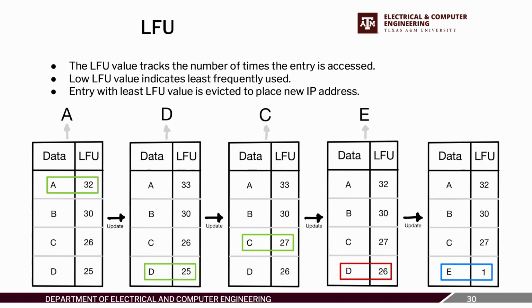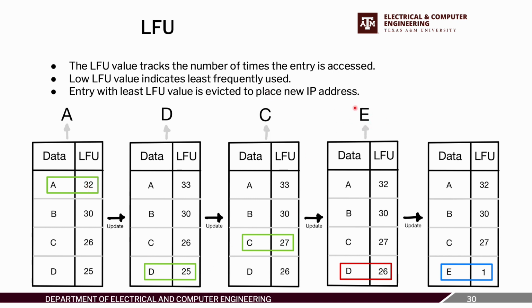LFU is a replacement policy in which the table entry which has been accessed the least number of times in the past is replaced with the newest entry in the table. Here this is done by having an LFU counter for every entry in the table. This data shows the table being filled at some point in the execution where every data packet has been accessed a set number of times. And here every time a data is accessed which is in the data table, there will be an increment in the LFU counter and so on.